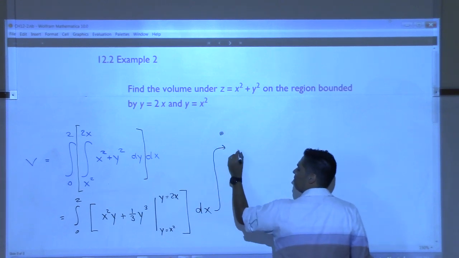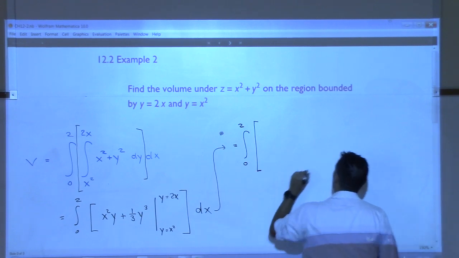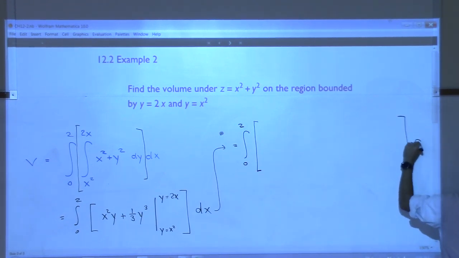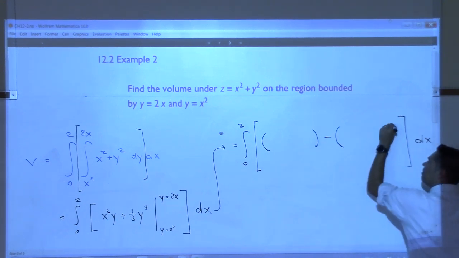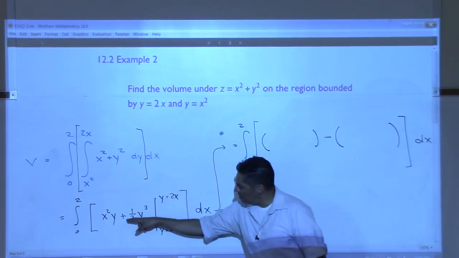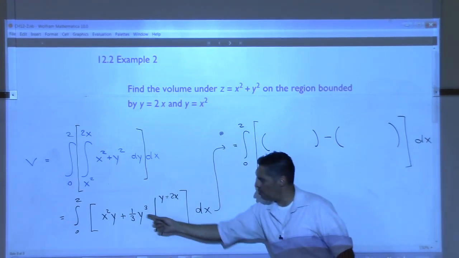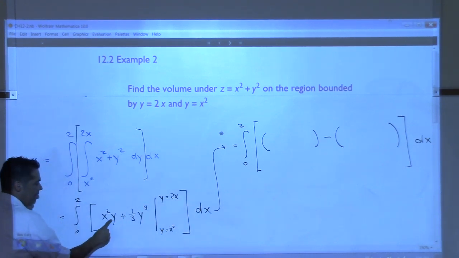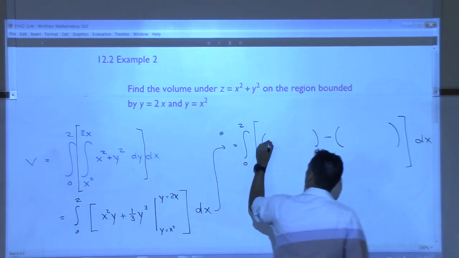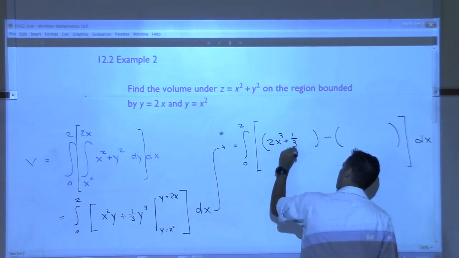So this now becomes integral 0 to 2. And I'm just going to write this the way that I like to do it. I know with the fundamental theorem of calculus, the evaluation theorem, we're going to plug 2x in, and then whatever we get there we'll put here, and then we'll subtract from that whatever we get when we plug in x squared. So let's do this. 2x right here for y, right? Which is going to give me 2x cubed. So 2x cubed. And then plus 1/3.